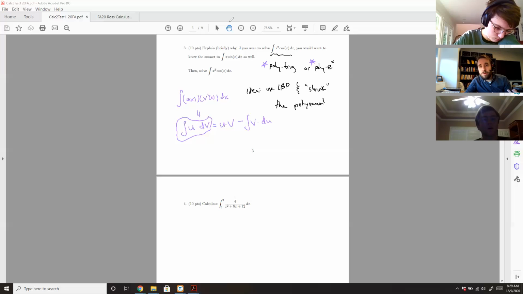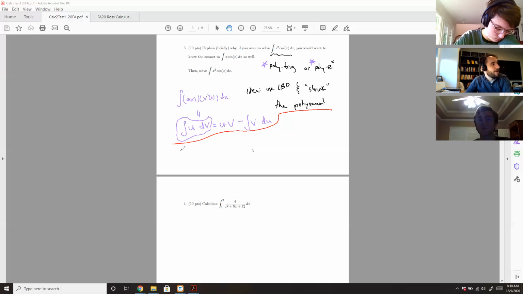But in this problem, if we attempt to do this, we can do so without much difficulty because the cosine of x expression can be integrated, and then the x squared expression, we can have the derivative of that.